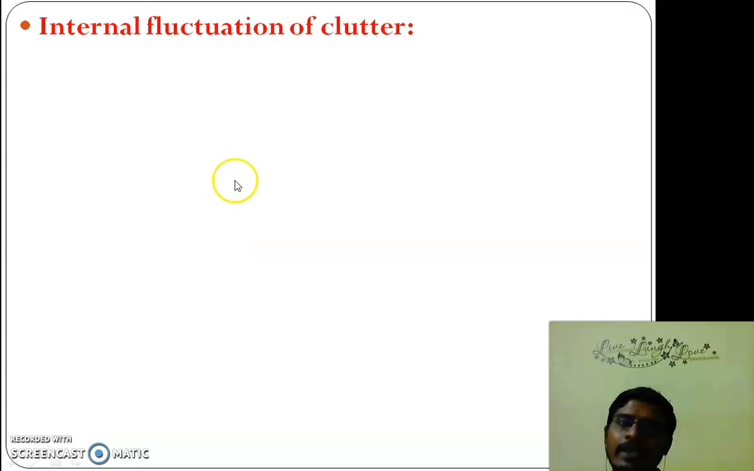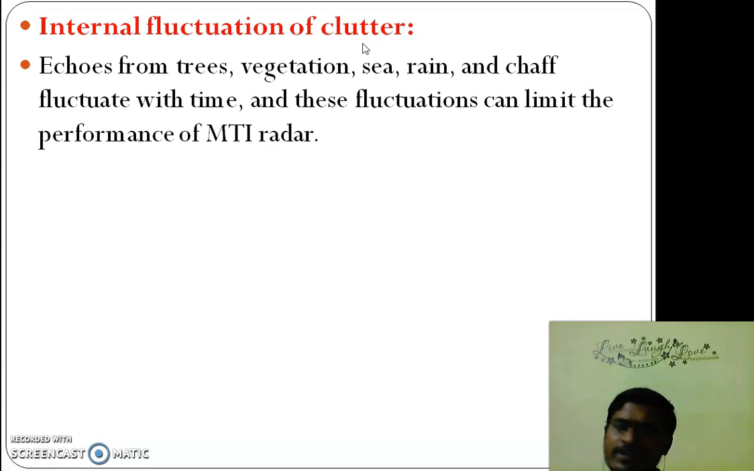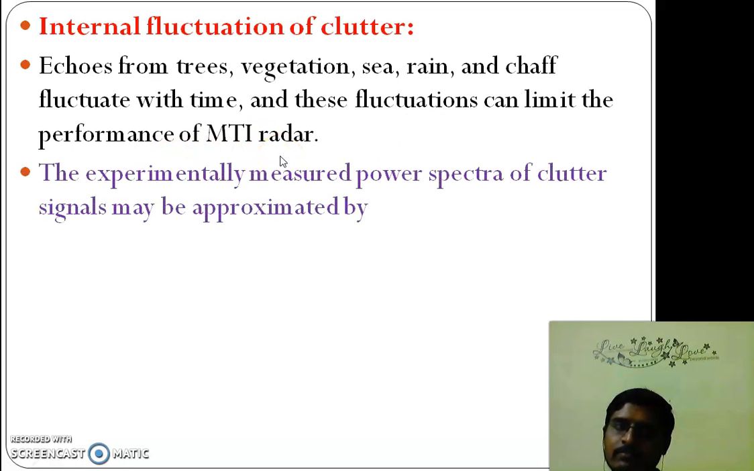Next one, internal fluctuation of clutter. Clutter means stationary. Already I told you, a tree is stationary, but the leaves and branches of the tree move and fluctuate. Echoes from trees, vegetation, sea, rain, chaff fluctuate with time, and these fluctuations can limit the performance of MTA radar.